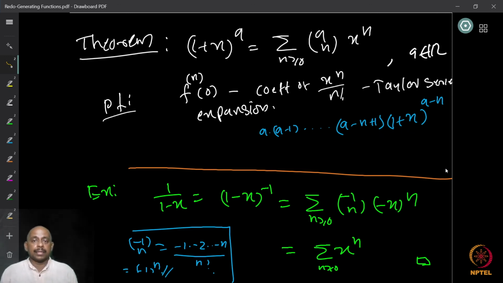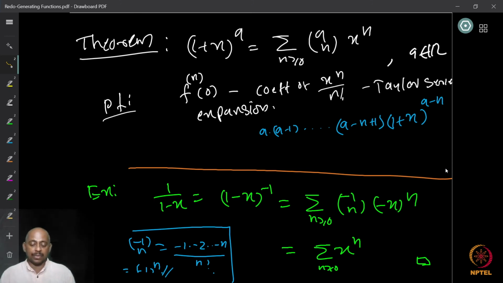If you take the nth derivative of (1 plus x) raised to a, we will get a into a minus 1 into etc., a minus n plus 1 into (1 plus x) raised to a minus n, because we have taken the derivative n times. Now, we want to evaluate this at x equal to 0, right? So then what we will get is a into a minus 1 into a minus 2 etc., a minus n plus 1. And what Taylor's theorem says is that this is precisely the coefficient of x raised to n by n factorial when we expand, right?